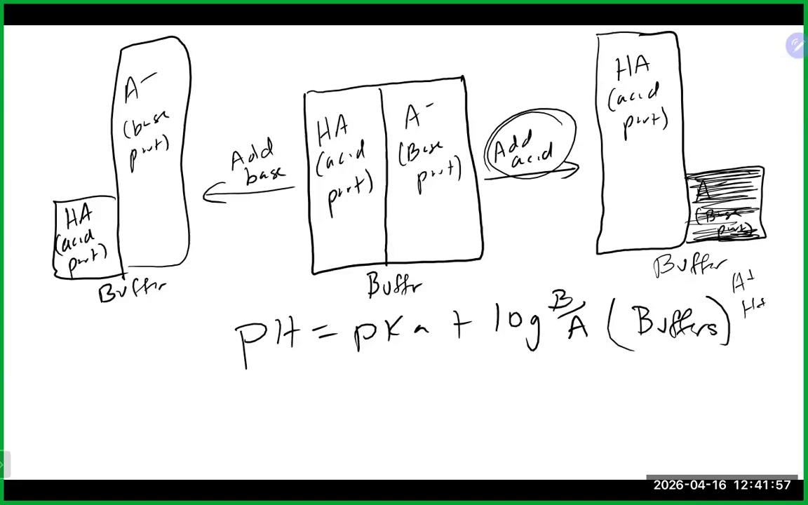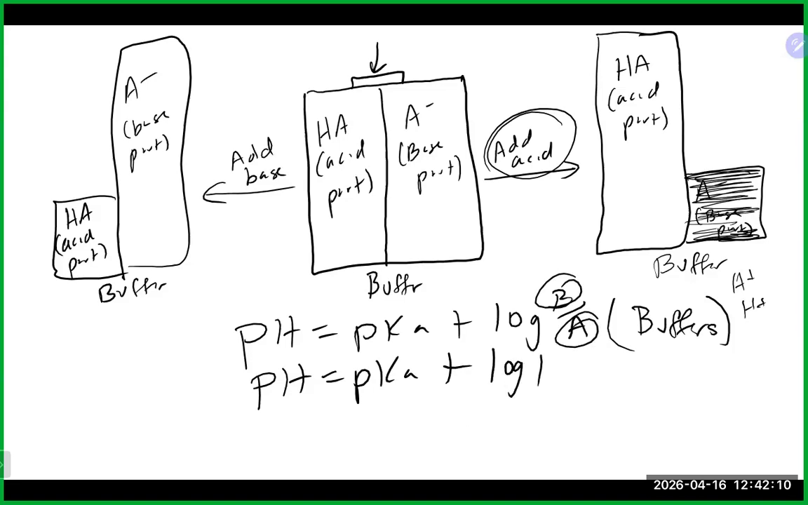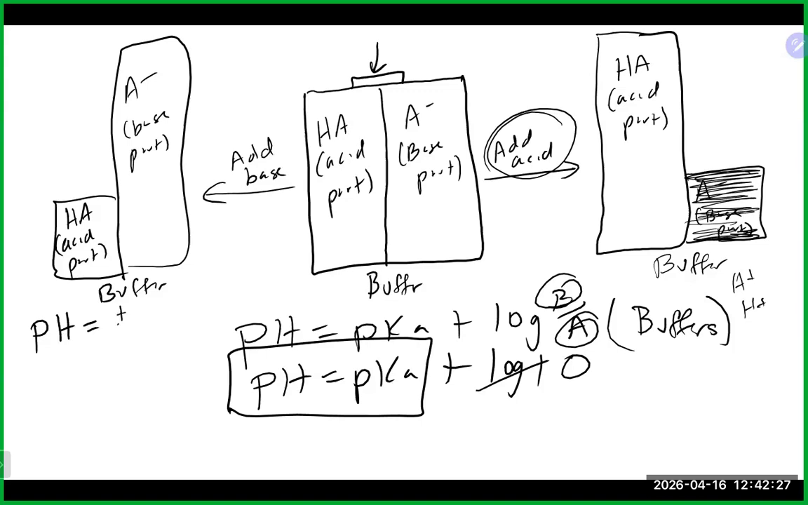Let's say we made a buffer like this. This is equal concentrations of the acid part and the base part, which means if I put that into my Henderson-Hasselbalch equation and I use an equal amount of base and acid, that is the log of 1. Log of 1 equals 0. Which means this relationship here is what you're looking for. You want to choose a weak acid or a weak base that has a pKa value that typically is plus or minus 1 of your desired pH.